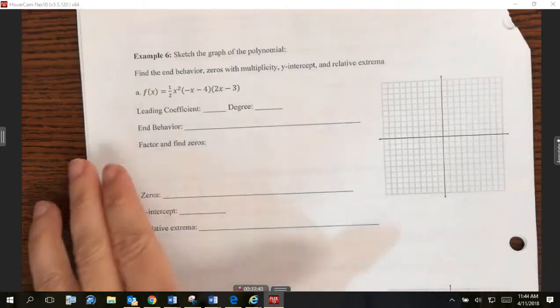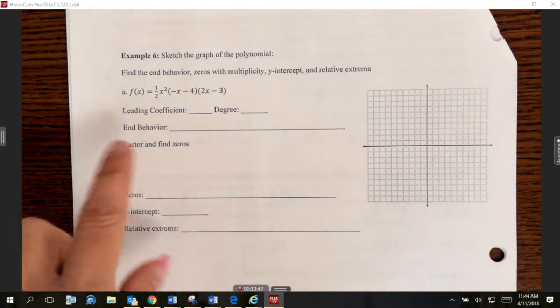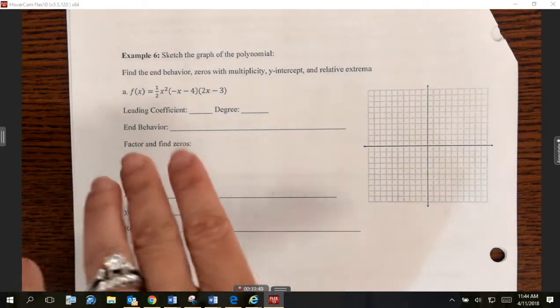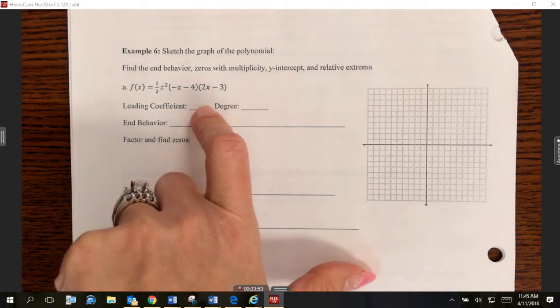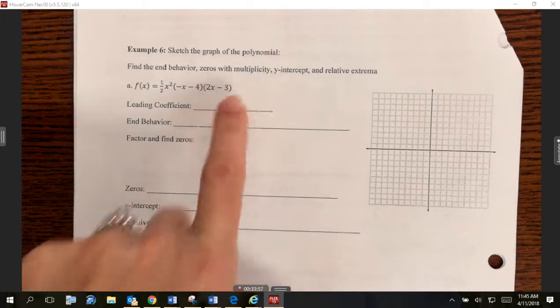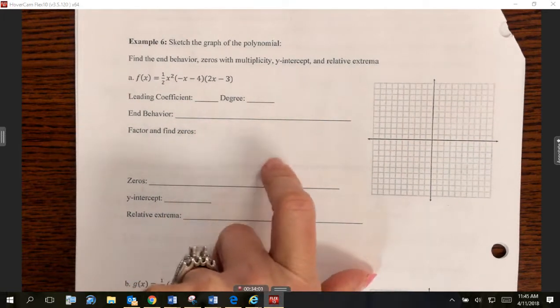Okay, we can start this. We just have a few more minutes before we go to lunch. We can start this and we'll finish it after lunch. Here, you guys find the leading coefficient, and we're talking about positive or negative. Degree is odd or even. And then the end behavior is the f of x stuff.